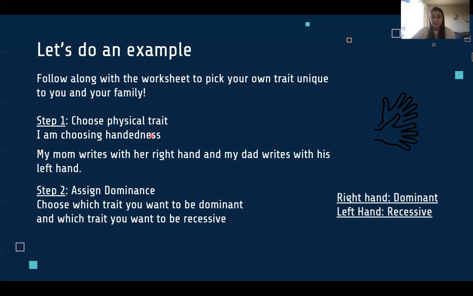I chose handedness, which basically means whichever hand you write with. So my mom writes with her right hand and my dad writes with his left hand. So I thought this would be an interesting example to show.